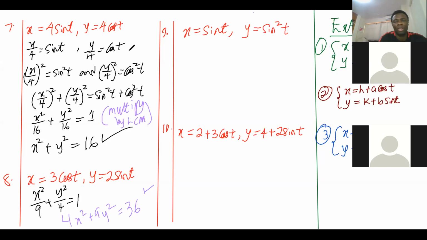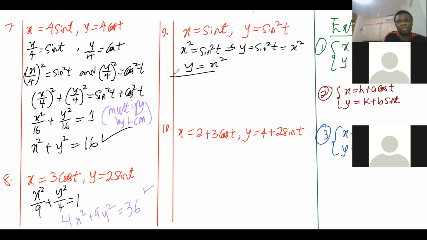All right. So 2 ways to do this. First way is to leave this the way it is, or just square both sides. Yeah, square both sides. I think that's even the easiest way. Square both sides, x squared is equal to sine squared t, which means y equals sine squared t becomes y equals x squared, right? So your equation is y equals x squared. That's it. That's the easiest way to do it.